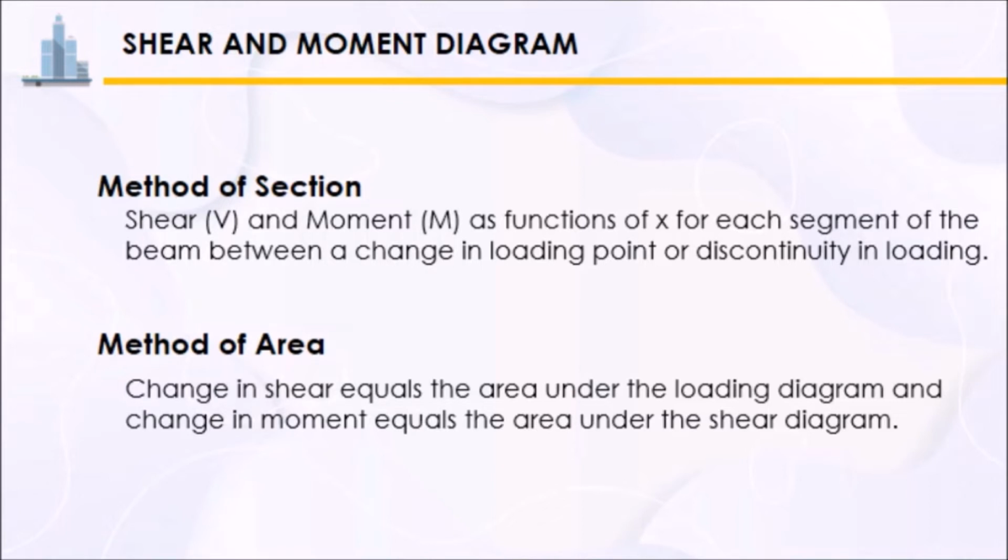So, shear, which is capital letter V, and moment, which is capital letter M, as function of X for each segment of the beam between a change in loading point or discontinuity in loading. O sa madaling salita, ang method of section, ang ginagawa nito ay nag-create siya na equation ng shear and then moment with respect sa x. So dito, equation ang ginagamit. Ni-utilize dito yung equations of equilibrium para ma-define natin correctly yung equation ng shear and moment as a function of x.